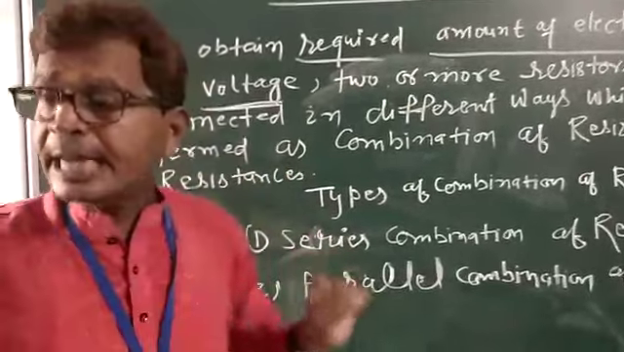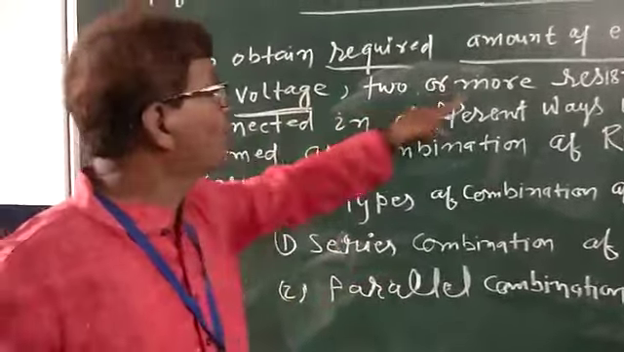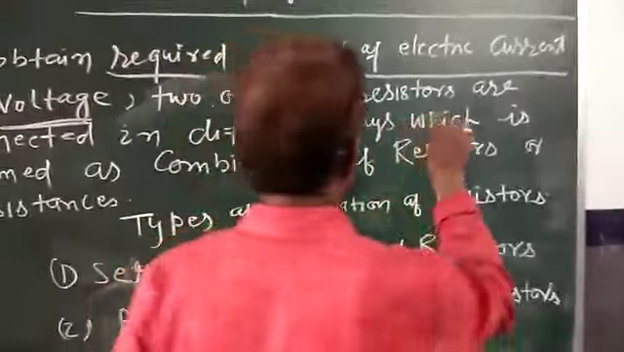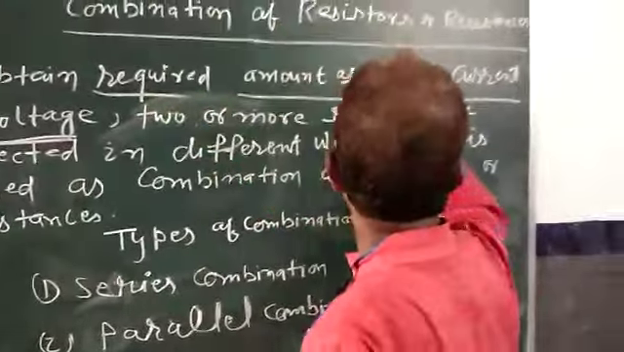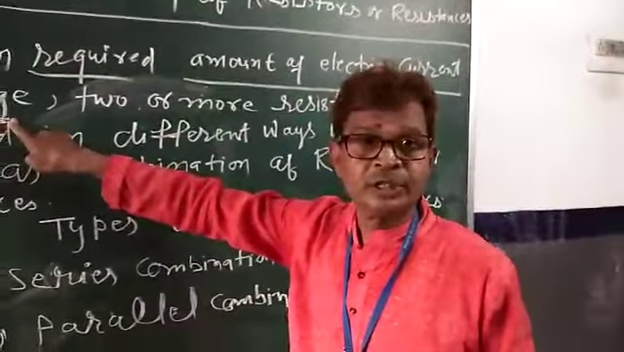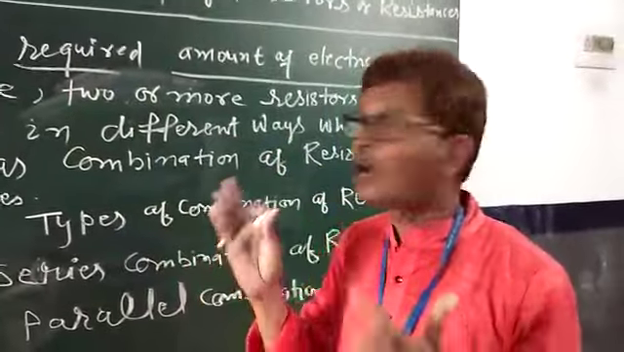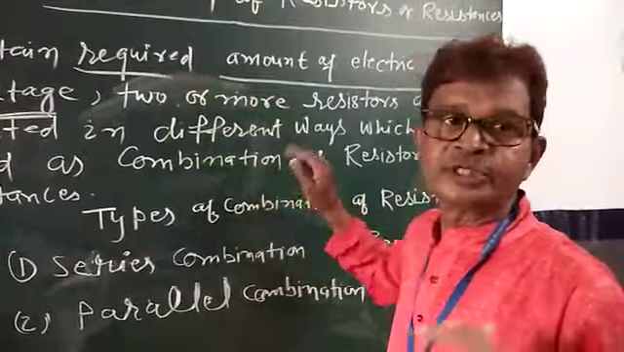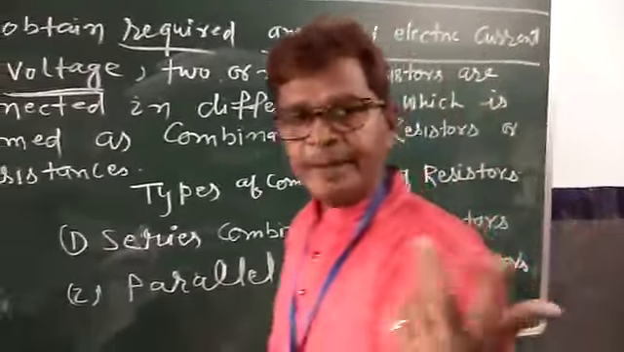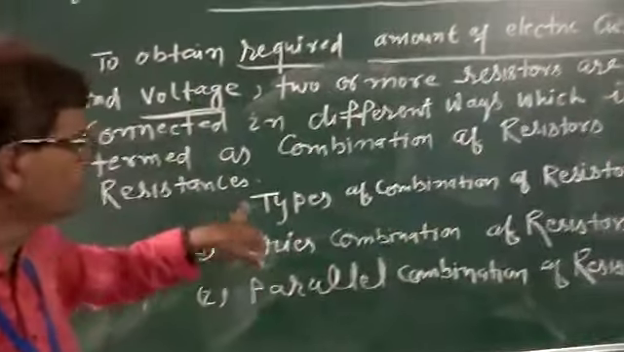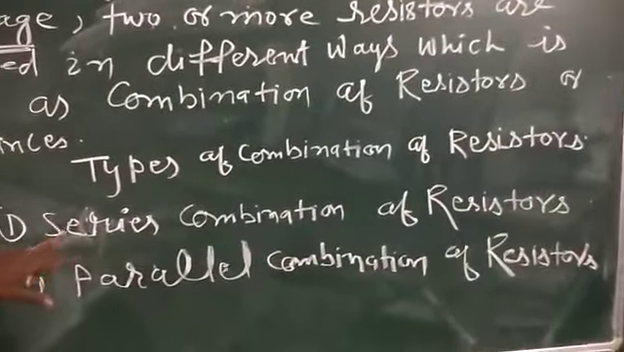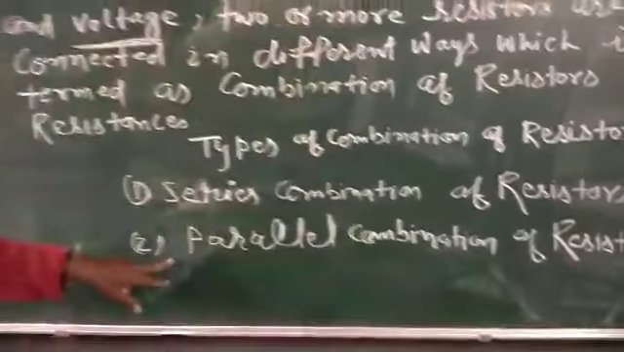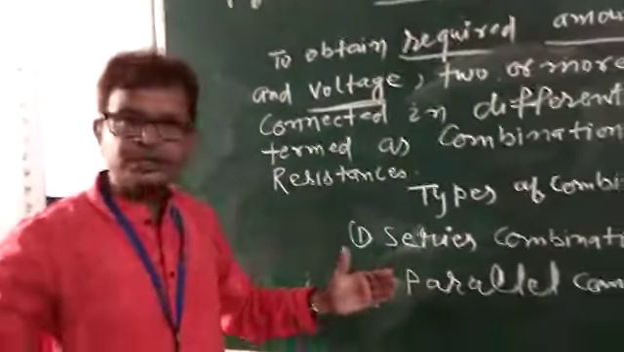Just try to understand. To obtain required amount of electric current and voltage, different resistors are combined in different ways. This is known as combination of resistors. Today we have to discuss two types of combination of resistors: the series combination of resistors and parallel combination of resistors. We are going to discuss turn-wise.